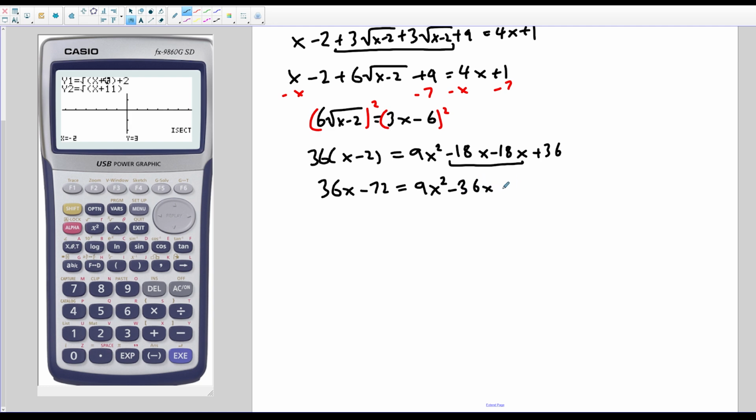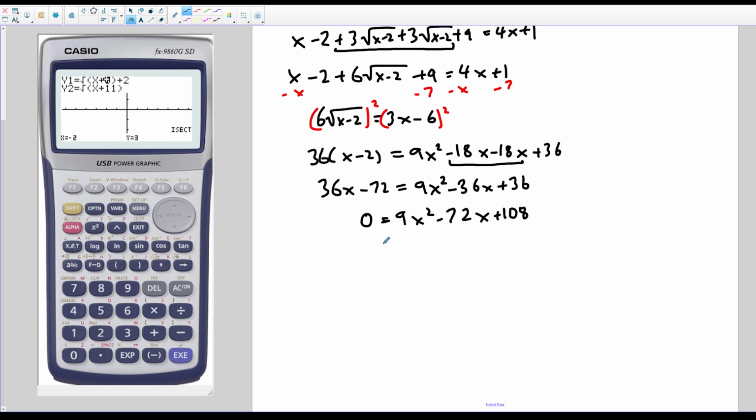So minus 36x and then plus 36. I'm going to move everything from the left-hand side to the right-hand side. So I'm going to subtract 36x and then I'm going to add 72. So this means I have 9x squared minus 72x, and 36 plus 72 gives me plus 108.